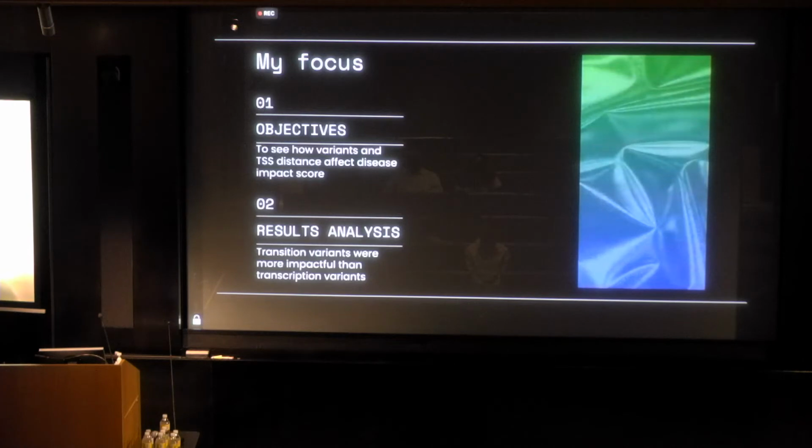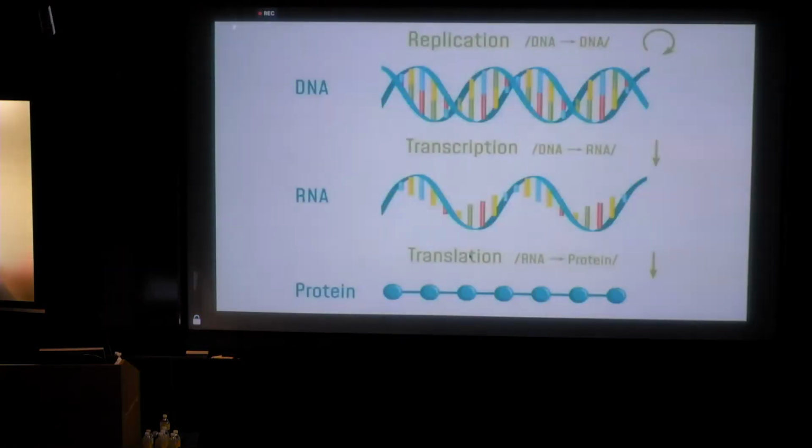So my objective was to see how variants and TSS distance affect the disease impact score: whether certain variants, which means certain mutations, were more likely to cause autism, and how far from the transcription start site the mutation would have to be to also contribute to autism. And then whether transition variants were more impactful than transversion variants, and I'll talk more about that later as well.